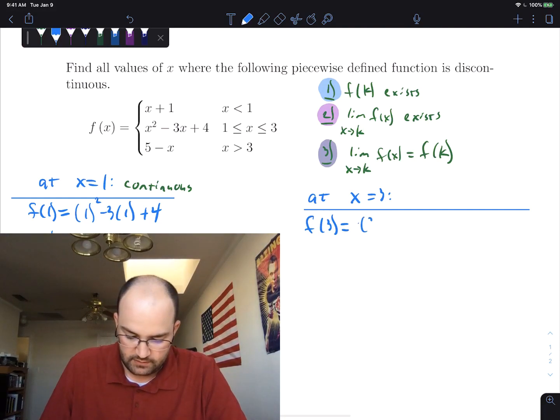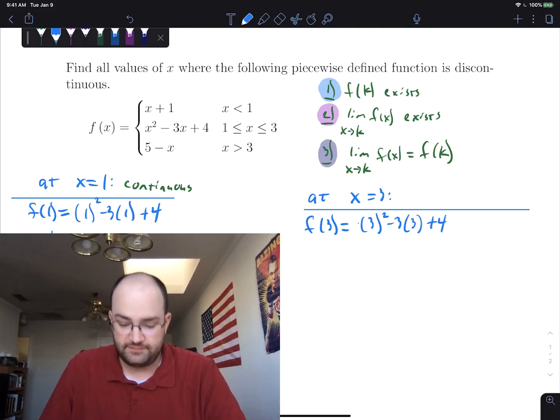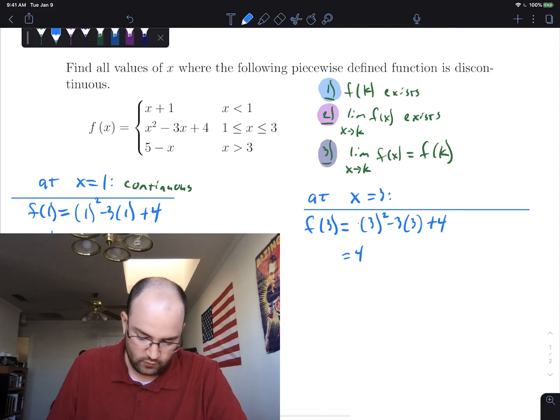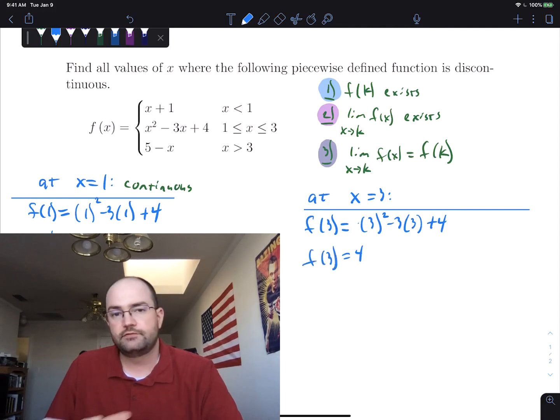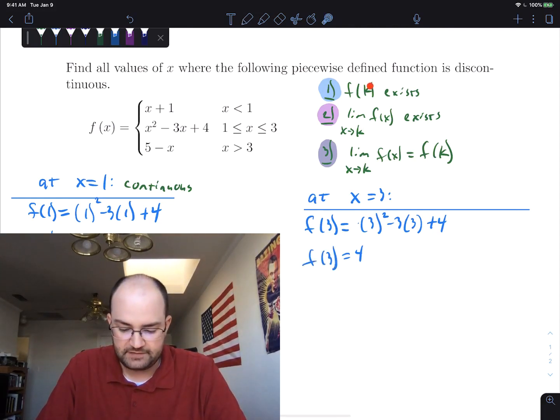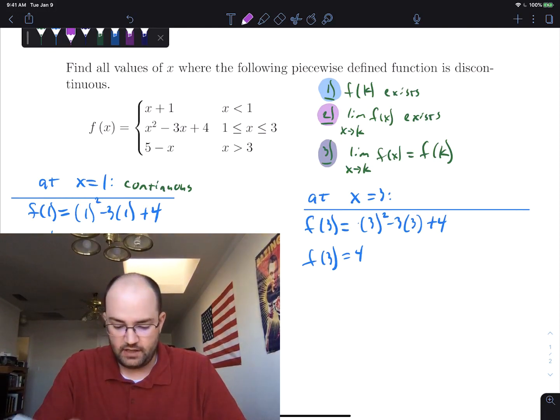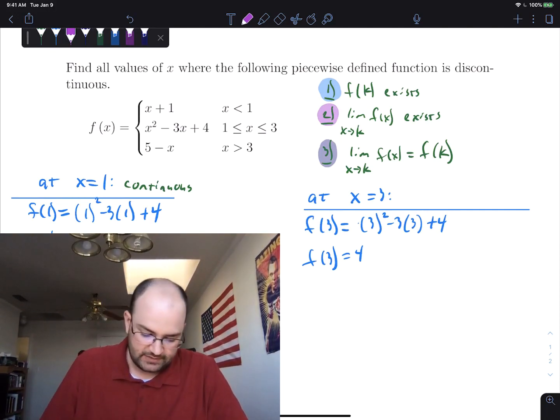So that's going to give me 3 squared minus 3 times 3 plus 4. And then simplify. 3 squared is 9. Negative 3 times 3 is negative 9, so those cancel, and we're left with 4. Which tells me f of 3 equals 4, and that also tells me that f of k exists here. The second condition is that the limit as x approaches k of the function exists. So we need to look at the two different limits.